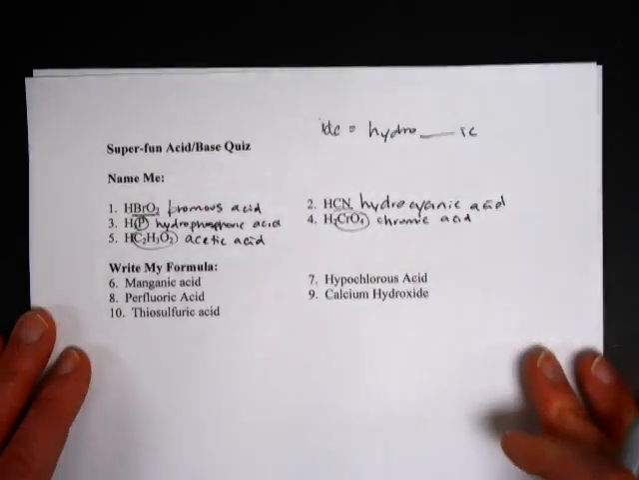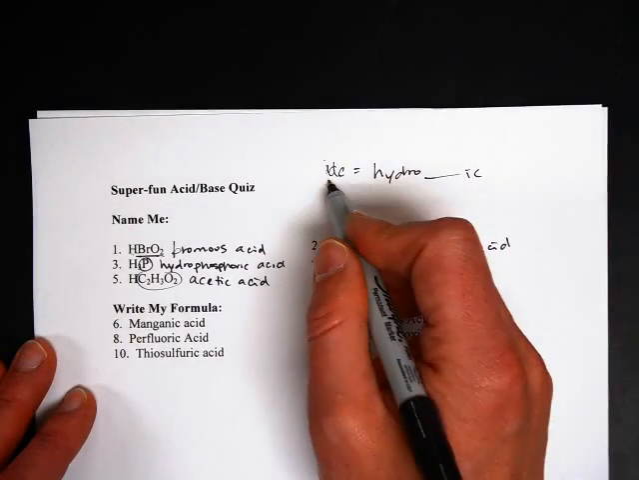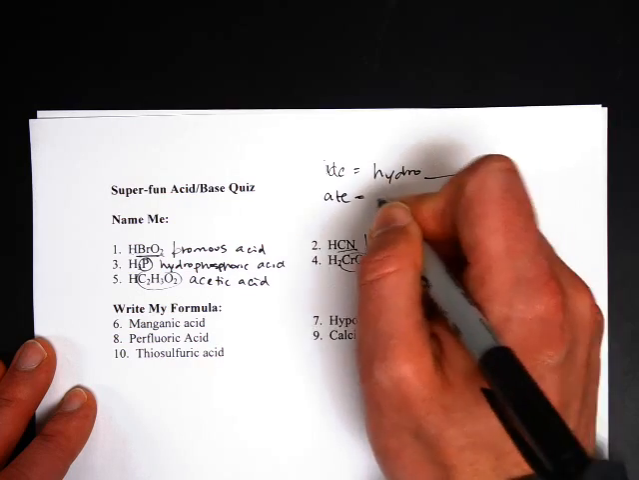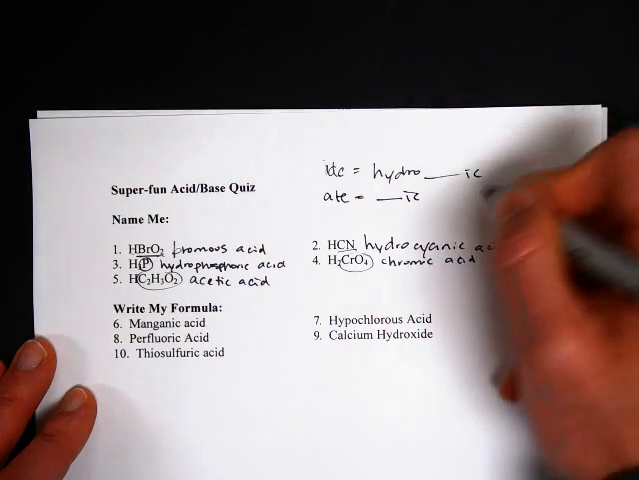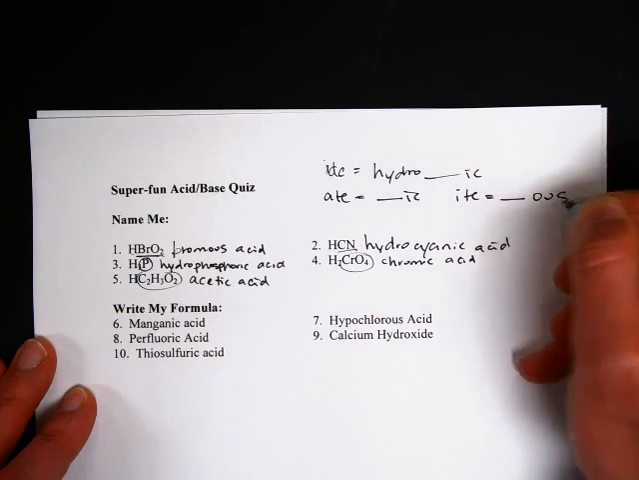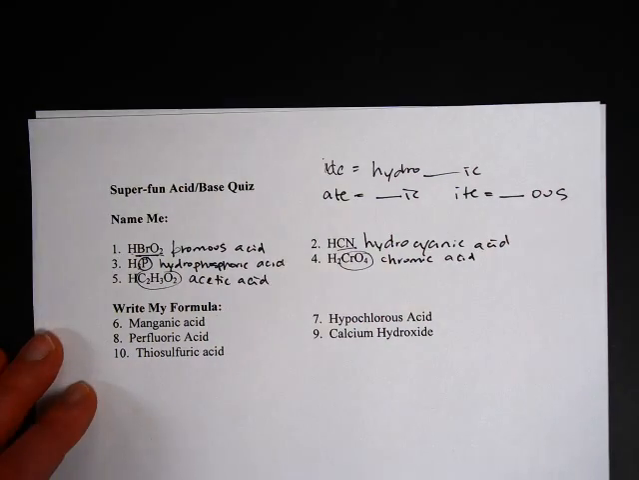So the 3 rules, in case you forgot or never learned them: if it ends in IDE, change to hydro-blank-ic. If it ends in ATE, change it just to IC. And if it ends in ITE, change it to OUS. You'll need to memorize those 3.